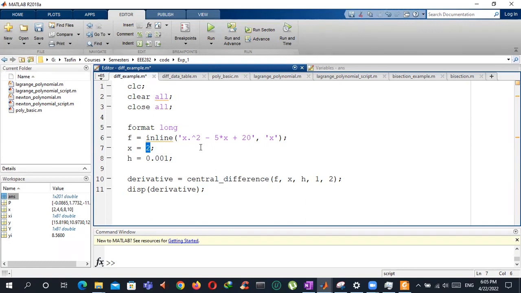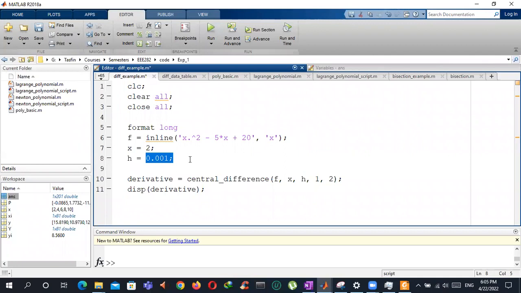It's better to set the h not so small and not so large. If you set the value of h to a very small value, then there might be some issues. So a suitable range for h could be 0.001 or 0.0001. It could be suitable.